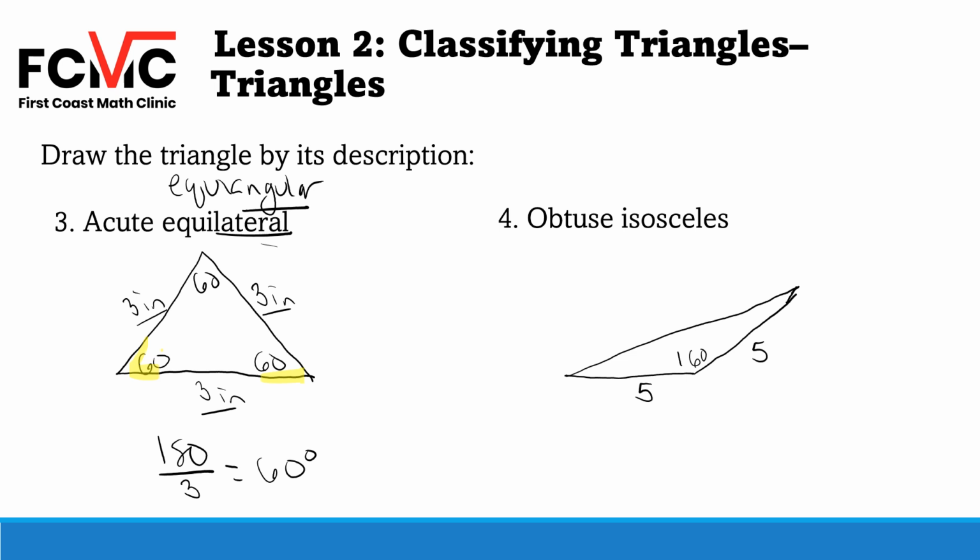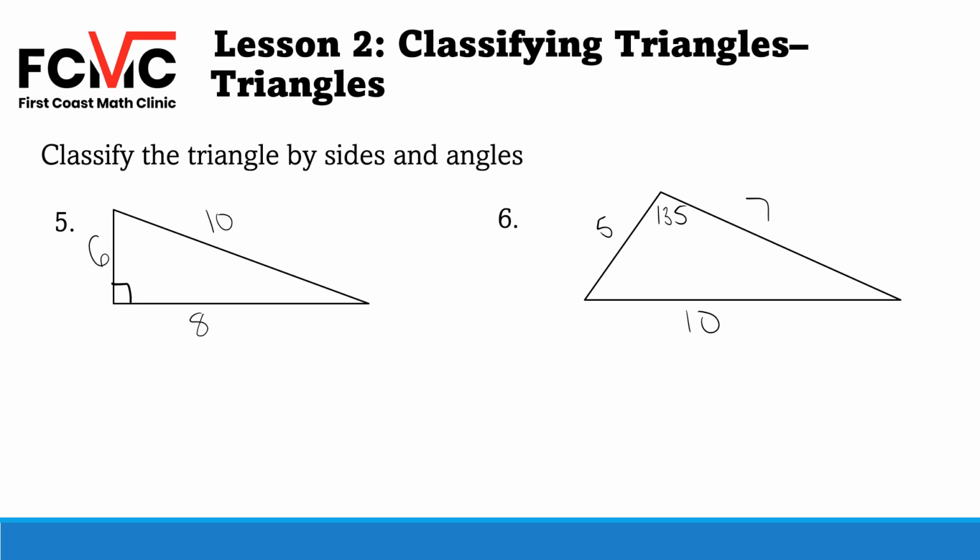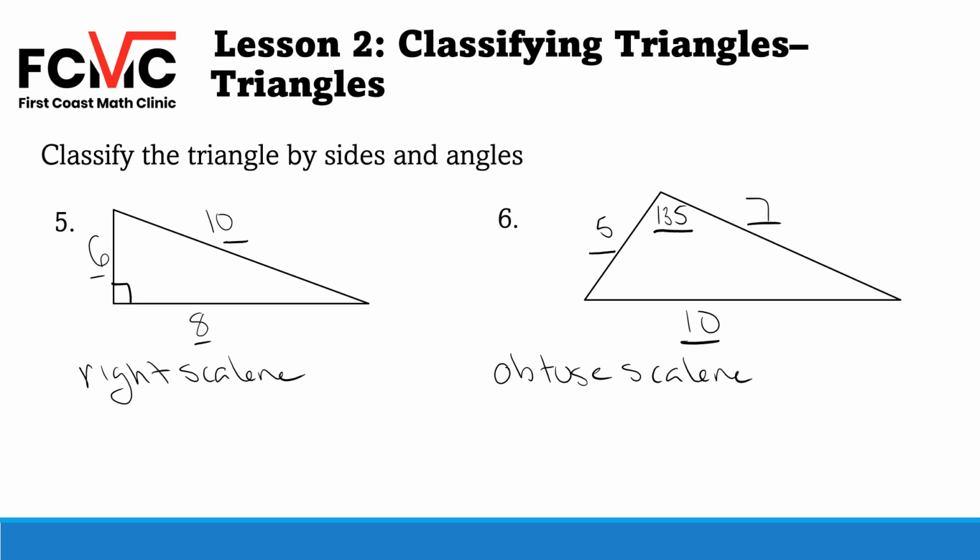All right, let's look at numbers 5 and 6. So for 5 and 6, we want to classify our triangles by sides and angles. So just looking at the angle for number 5, we have a right triangle. And noticing our sides, 6, 8, and 10, we have 3 different side lengths. So this is going to be a right scalene because all of our sides are different. Number 6, we've got an obtuse triangle. And again, all of our sides are different, 5, 7, and 10. So this is going to be an obtuse scalene.